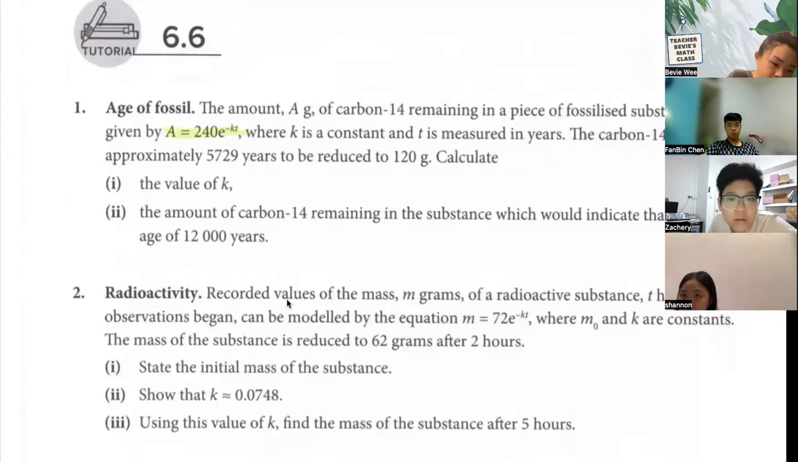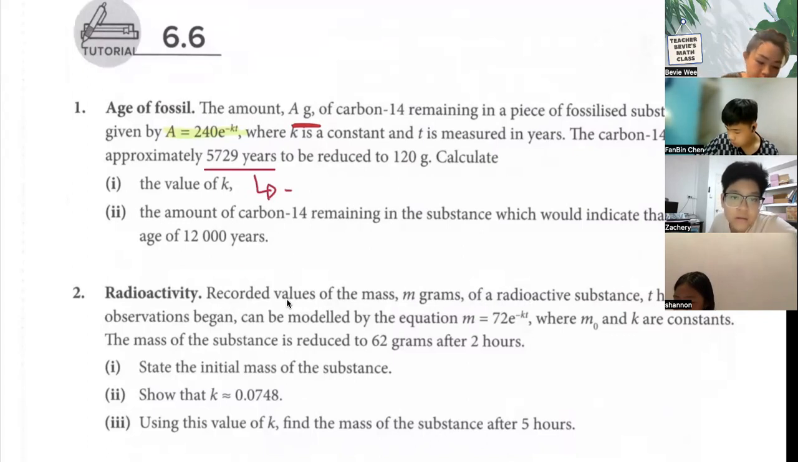Okay, take a look. They already said A is the amount of grams of carbon, T is the time, and K is a constant. So my first thing to find is K, that constant. Over here, they give me one set of values to sub in, which is 5729 years. So this is my time T.